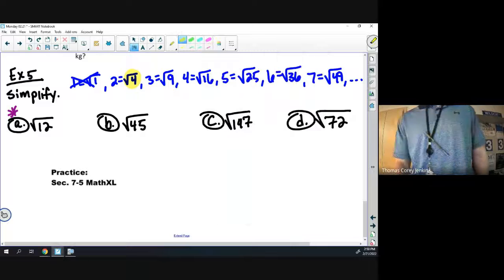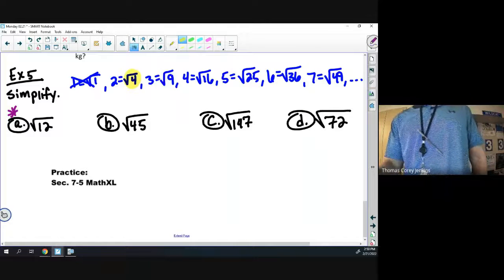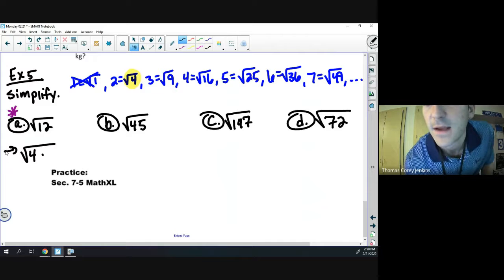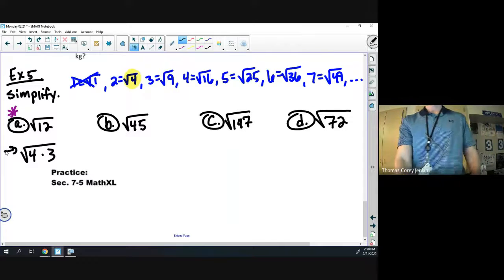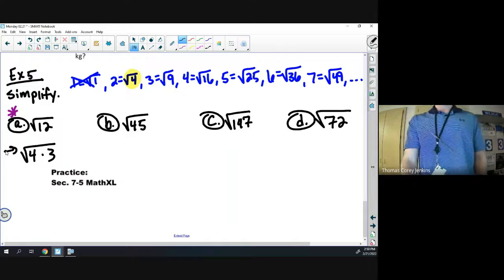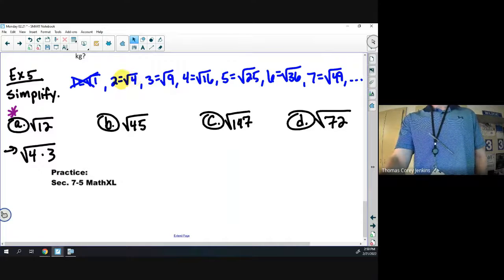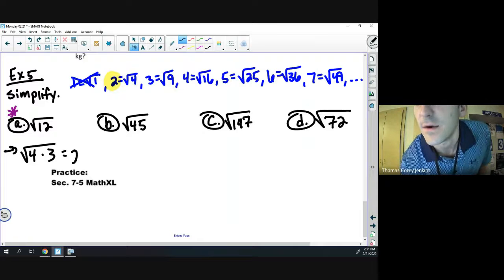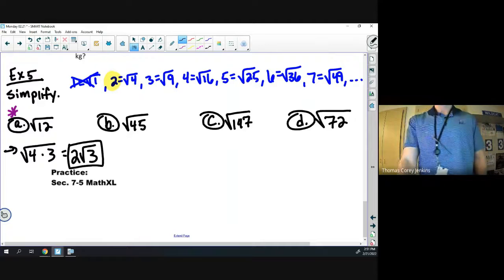And again, we want a perfect square in there, which we have with 4. So I kind of split it up initially as the square root of the product of 4 times 3. Okay. Now I've done the hard part. Now all I have to do is simplify. Okay. So the square root of 4 is equal to 2. So I write this as 2 times the square root of 3. Or the way you read that is 2 square roots of 3.